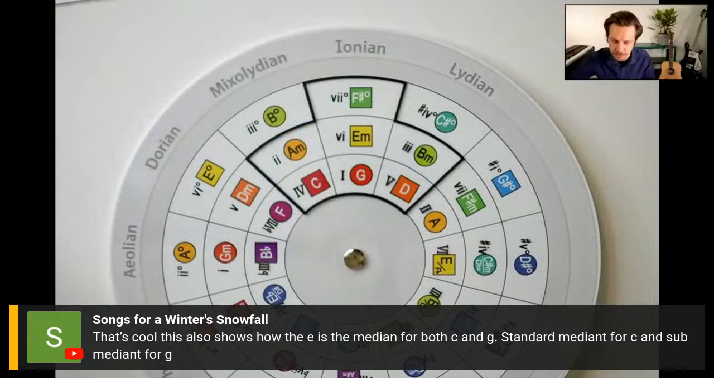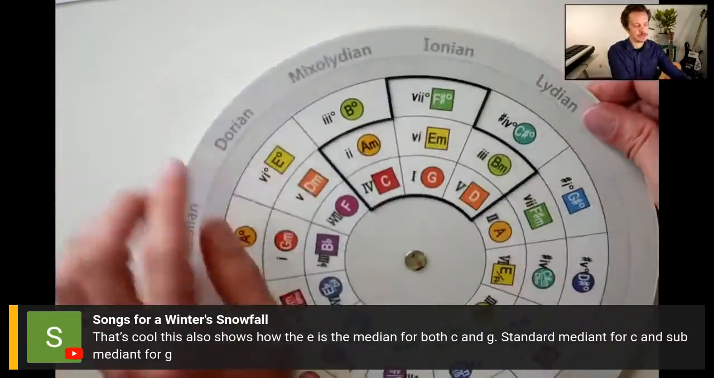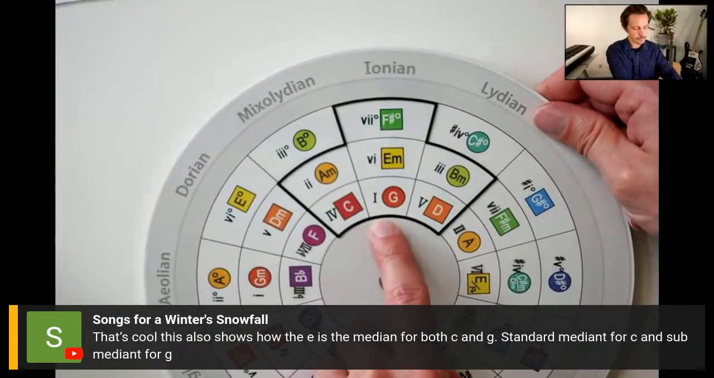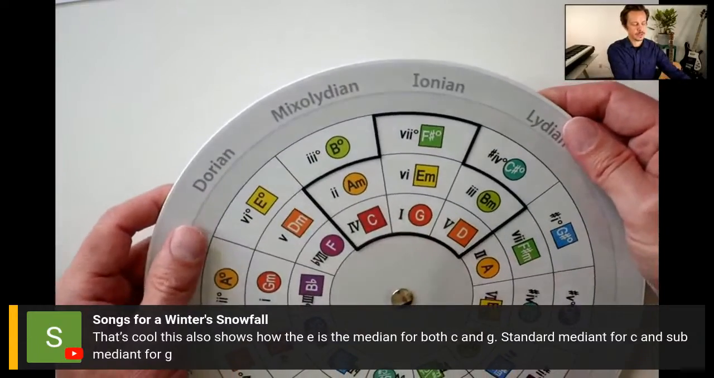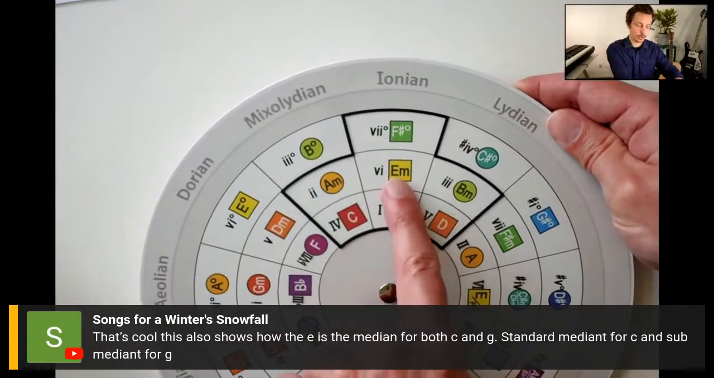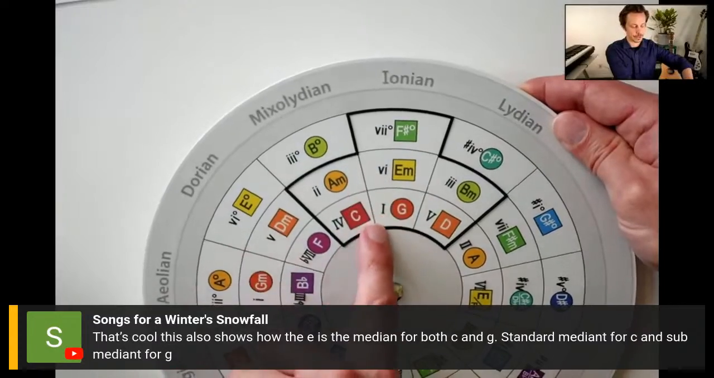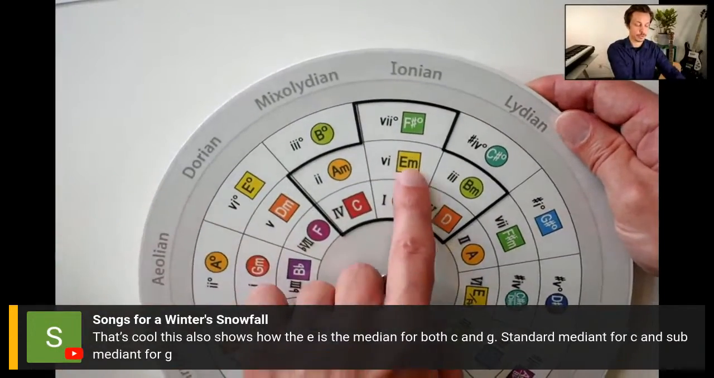Now, in the circle of fifths, we'll talk about the circle of fifths for a second. In the key of G, E minor is the 6. And it's the relative chord. The 6 is the relative minor of its given tonic, or its relative major chord.